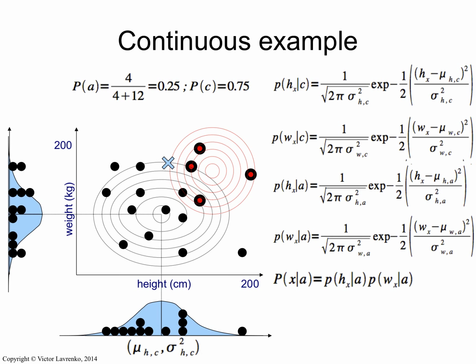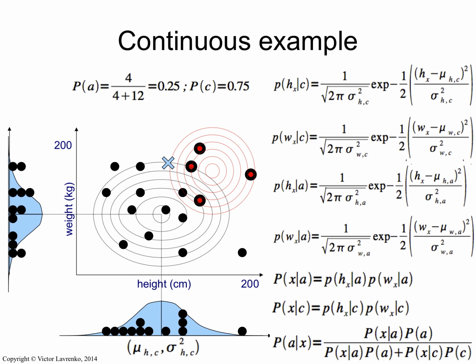Then I'm going to combine them, right? Because remember, this individual x is represented by two parts: the height and the weight. So probability of x given the adult class is going to be probability of the height given the adult times probability of the weight given the adult. So I'm just multiplying them together. That's the naive part of naive Bayes.